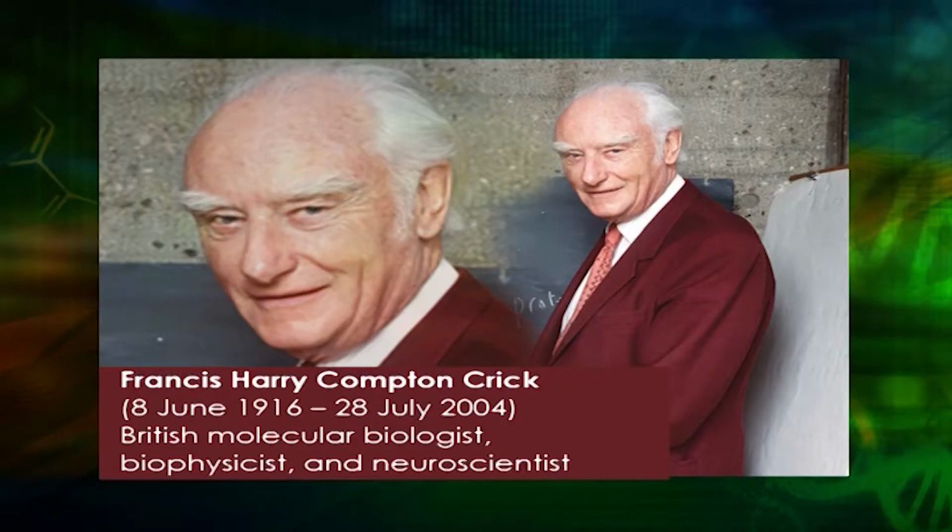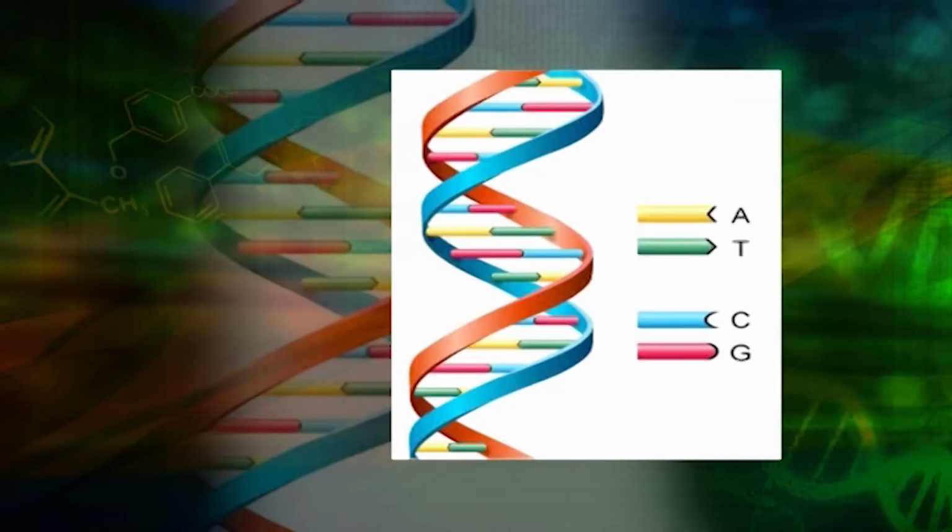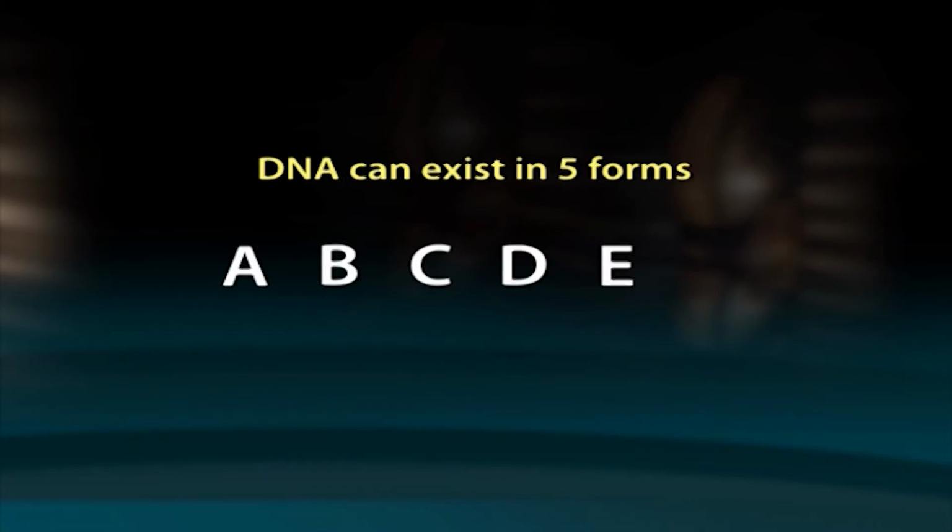The pedigree of molecular biology was established in 1953 when Francis Crick and James Watson proposed a double helical model for the structure of the DNA molecule, that is deoxyribonucleic acid. DNA can exist in several forms: A, B, C, D, E and Z. Sugar puckering is the most important feature distinguishing the DNA forms.